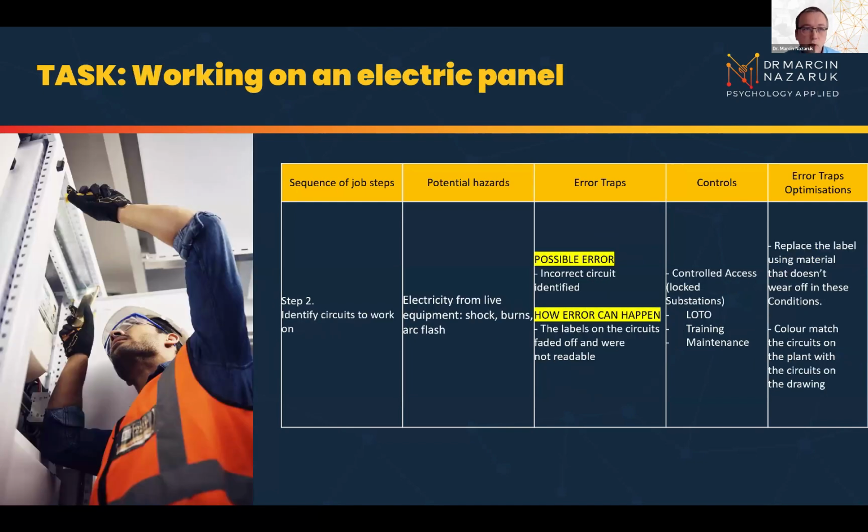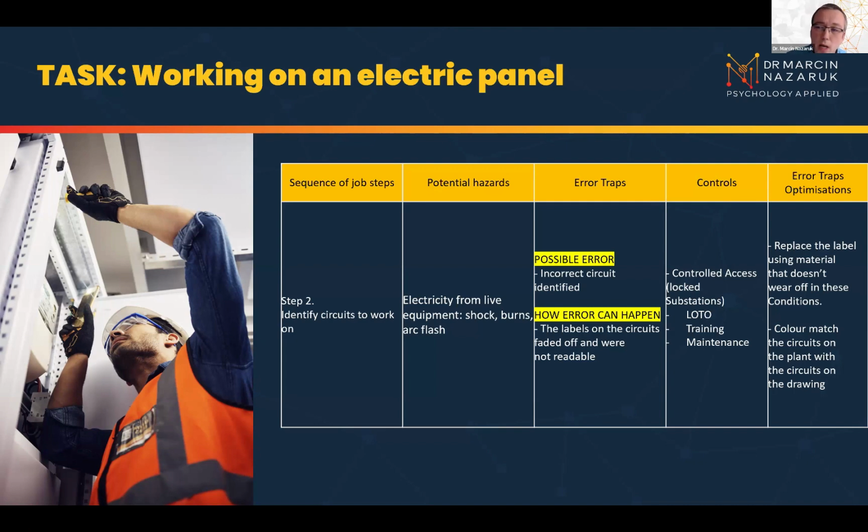Here is another example. So working on an electric panel. And here the step is to identify which circuits the person should work on. And the potential hazard is electricity leading to shock, burn, or arc flash. And when we look into the error traps and ask the person what makes identifying the circuits difficult, we learned that the labels on the circuits were faded and not readable. And so that increases the risk.